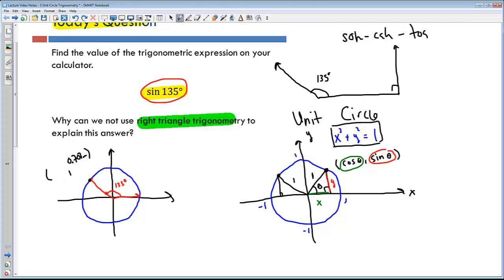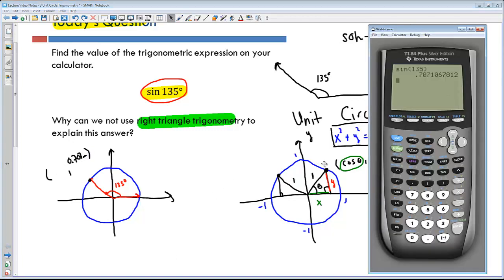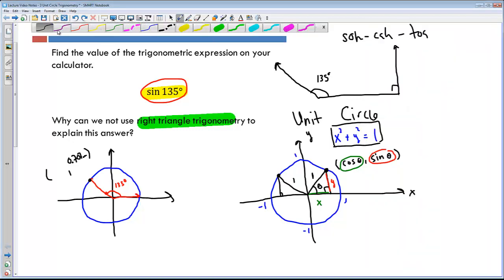Now the input will be the cosine of 135 degrees. It's kind of interesting because when you take the cosine of 135, you'll see they're exactly the same, except the cosine is negative. And of course it's negative. It's going to the left, right? So it's going to be negative 0.707 dot dot dot. But that's the idea. So that's how we can extend our right triangle trigonometry using the unit circle.